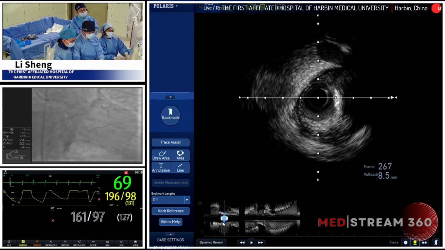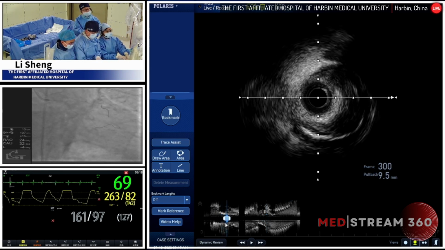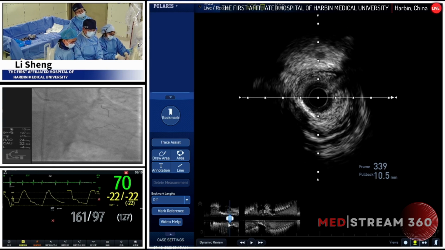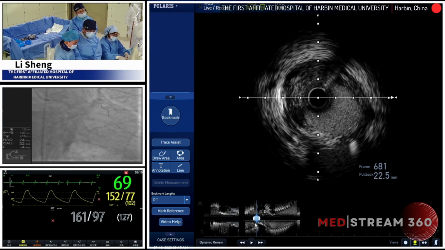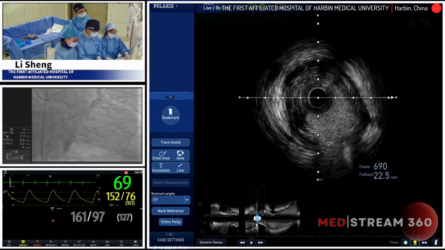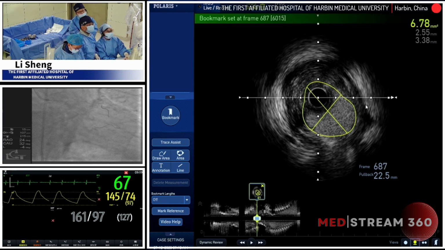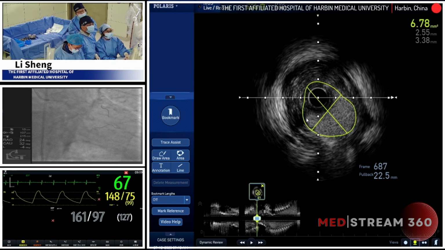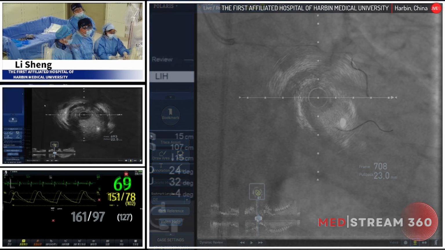This is a distal part of the circ, quite heavy plaque burden, and this is the ostium of the circ. The lumen area of the circ ostium is 6.78. So I think the provisional strategy is right for this patient. All right, Dr. Wang, you know what?